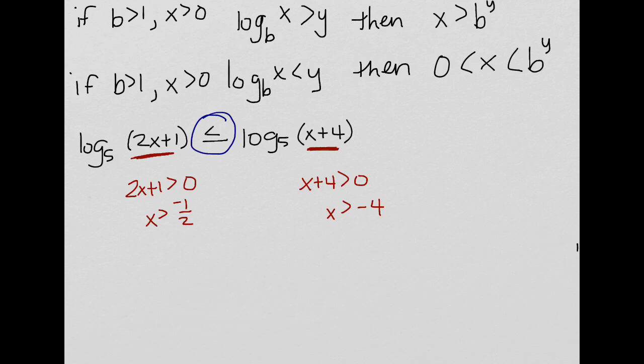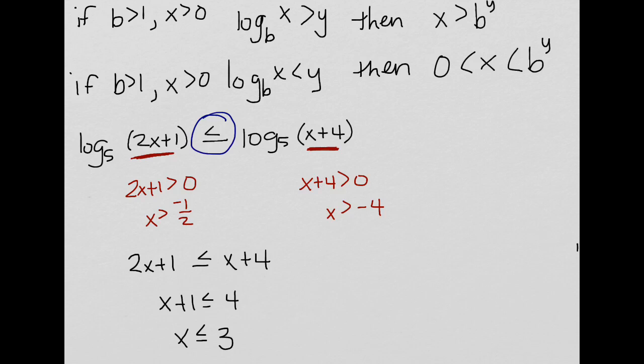So now we're going to use this particular set of rules to solve this inequality, okay? And we're going to solve it just like we would normally. We're going to say that 2x plus 1 is less than or equal to x plus 4 because of our rules, okay? And so what we're going to find here is that if I subtract x from both sides, I end up with x plus 1 is less than or equal to 4, so x is less than or equal to 3.